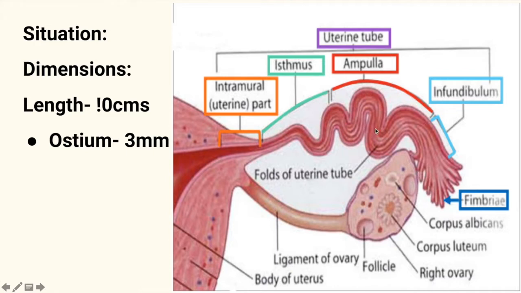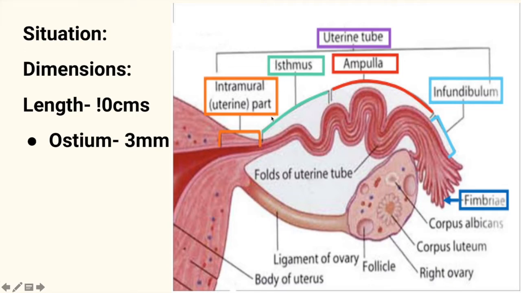Next to this infundibulum, we will see the ampulla. The ampulla forms the lateral two-thirds of the fallopian tube, and approximately the length will be 6 to 7 centimeters, and the diameter is 4 mm. It is thin, dilated and tortuous, and related to the upper pole of the ovary. Next to this ampulla, we will see the isthmus. This forms the medial one-third of the fallopian tube, roughly 2 to 3 centimeters in length, and it is a thin cord-like rounded extension.